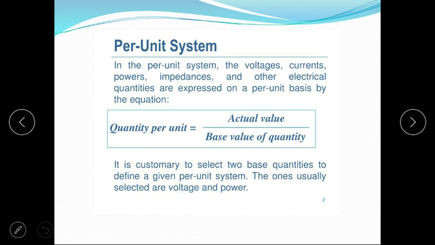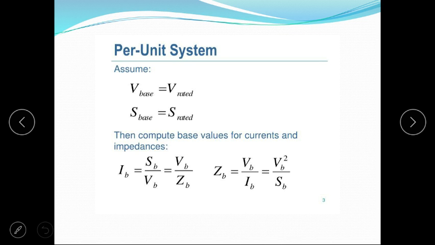It is customary to select two base quantities to define a given per unit system. The two usually selected are voltage and power. Simply, two base values are selected by a person, which are voltage and power, and the other base values are calculated on the basis of these values. In the per unit system, we assume V base is equal to V rated and S base is equal to S rated. Then compute base values for current and impedance.